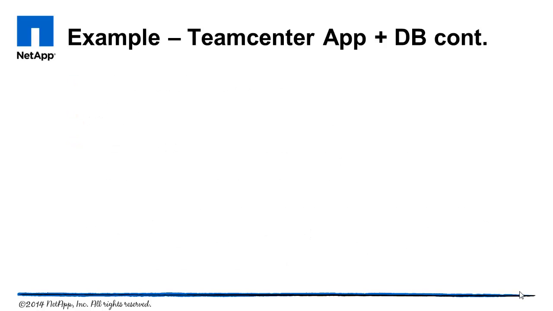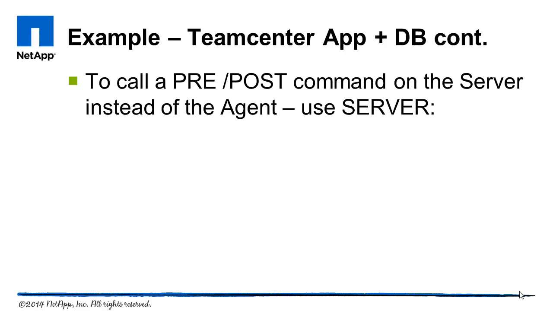There is an additional concept that I need to mention. By default, all pre and post type commands are executed on the Snap Creator agent. Since we're calling Snap Creator itself, we need to be sure that this command runs against the Snap Creator server instead of the agent. To call a pre or post command on the server instead of the agent, prepend the command with SERVER. This must be in all capital letters with no spaces followed by a colon.